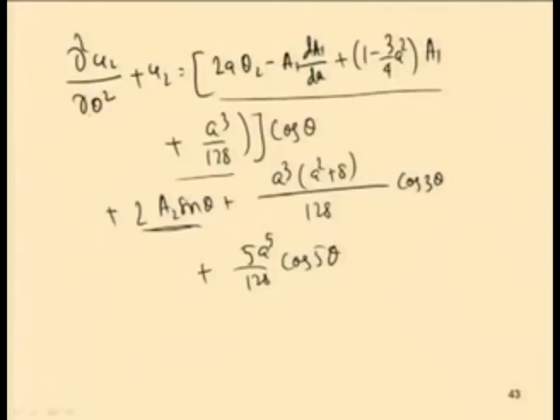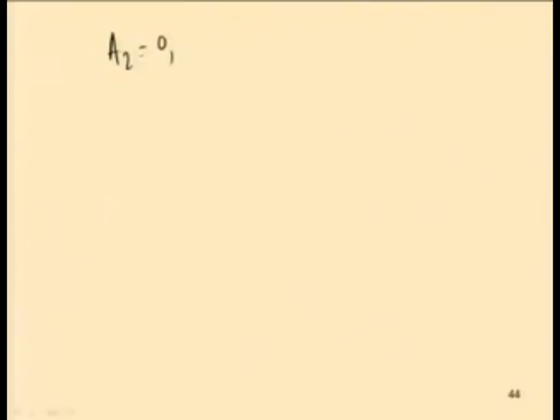From this expression we can find theta 2, that is 2 a theta 2 minus a 1 into d a 1 by d a plus (1 minus 3 by 4 a square) a 1 plus a cube by 128, this thing should be equal to 0. By equating this part, that means the coefficient of cos theta, equal to 0, we can write theta 2 expression. So, theta 2 equal to a 1 by 2 a into d a 1.